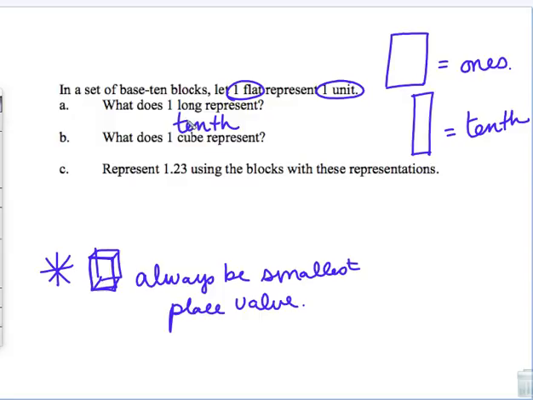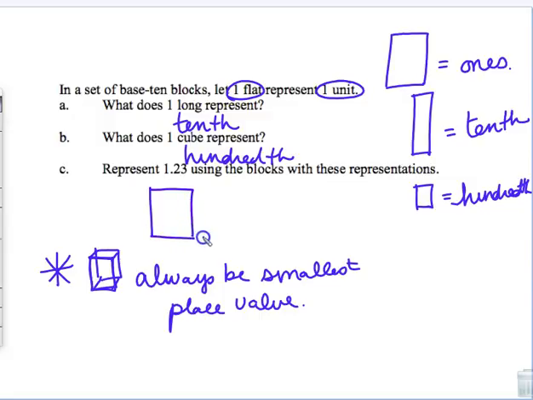The next one, part B, what would that cube represent? Here is that cube, that smallest block. That cube would be 1 smaller than that, which would be a 100th. And so here we can finally do part C, where we're going to represent the number 1 and 23/100ths using that block representation. So this is going to be a flat, decimal point, 2 longs, and then 3 of those small cubes.